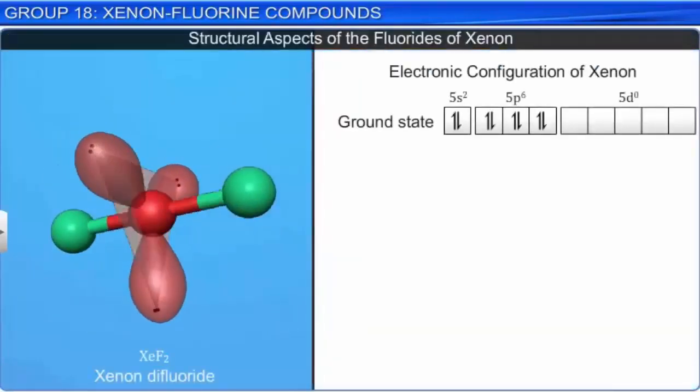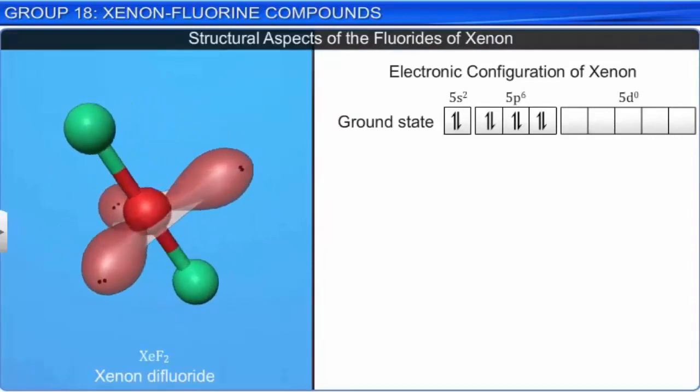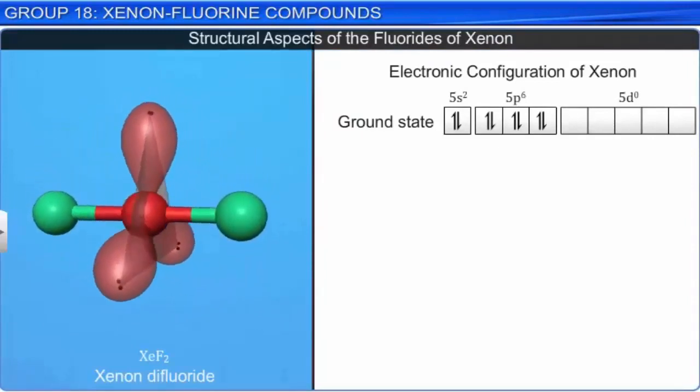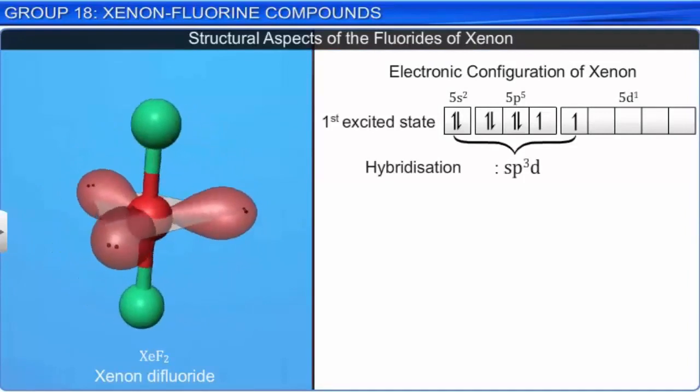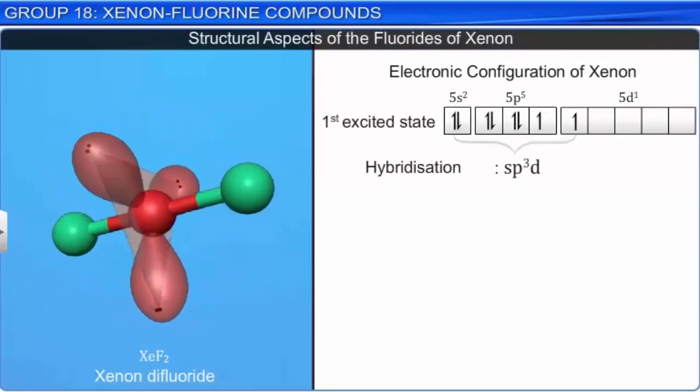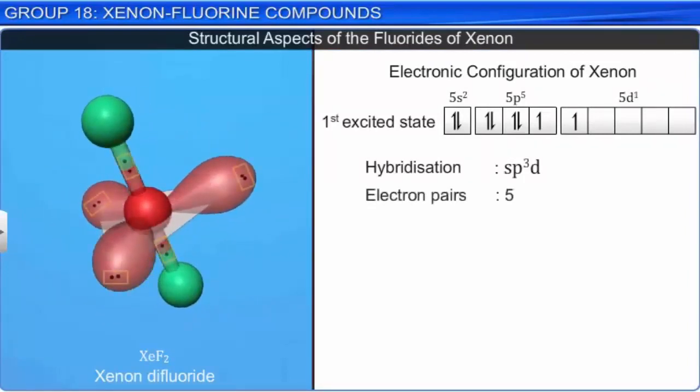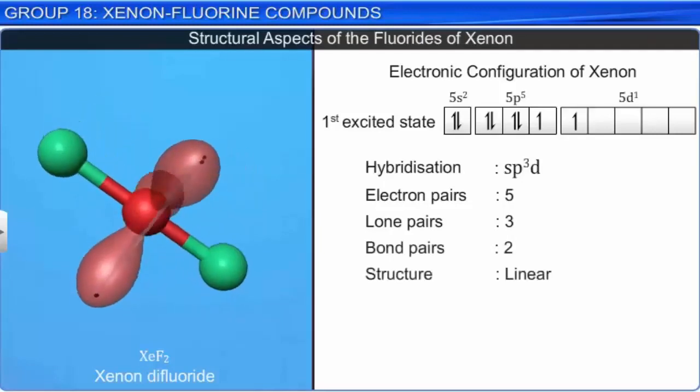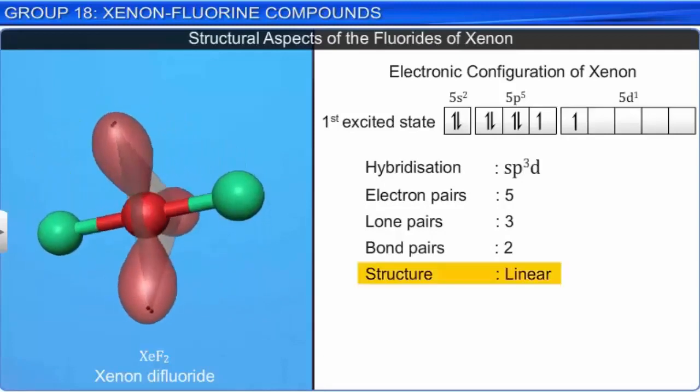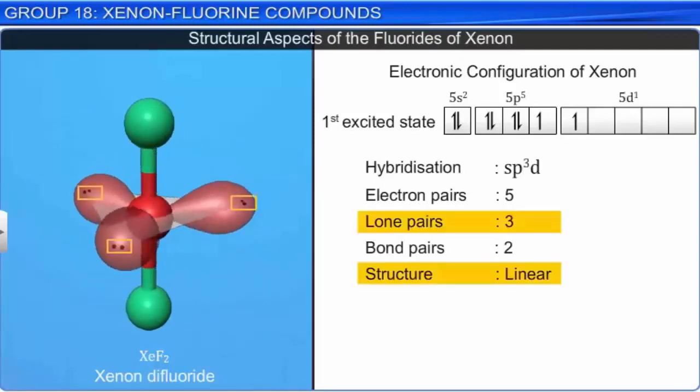The central atom, xenon, in xenon difluoride undergoes sp3d hybridization. Xenon difluoride has 5 electron pairs. Of these, 3 are lone pairs and 2 are bond pairs. The structure of xenon difluoride is linear owing to the presence of the 3 lone pairs of electrons on the central xenon atom, as shown here.